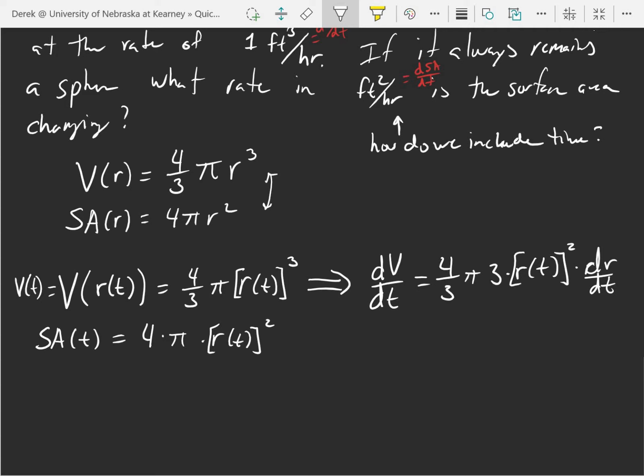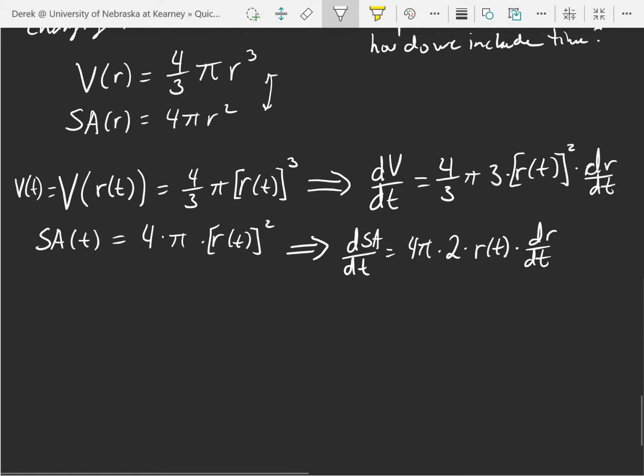Okay, and I can do the same thing with the surface area function. So I get that dSA dt is equal to 4 pi times 2 times r of t times dr dt. Okay, so this helps us relate these two quantities, dV dt and dSA dt. And let's see how we can do that.